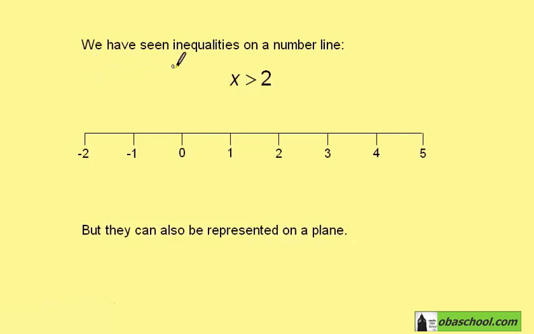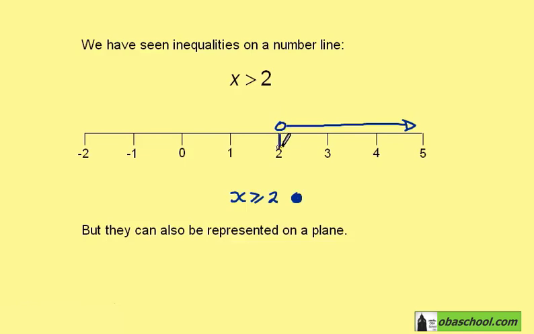We have seen inequalities represented on a number line. Consider the inequality x is greater than 2. We can represent this with a circle at 2 and an arrow extending to the right. Note this is a blank circle indicating that 2 itself is not included. Had the inequality been x is greater than or equal to 2, this would have been a filled-in circle.